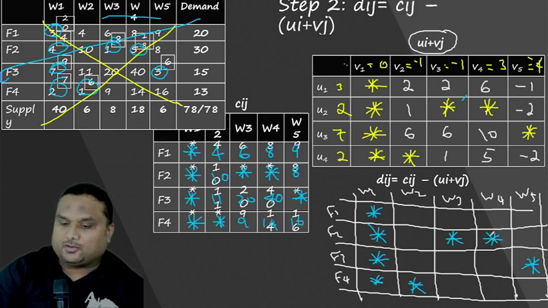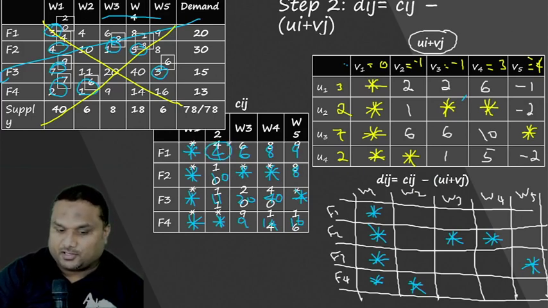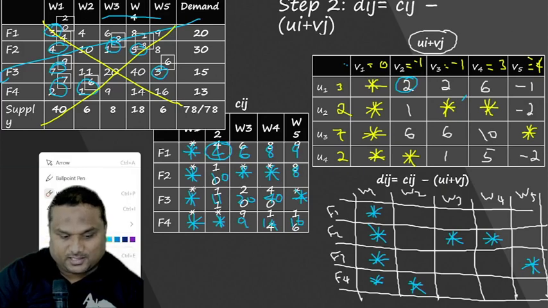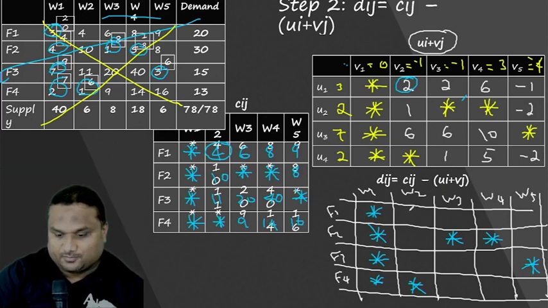Some of you are thinking it is rocket science. My dear friends, it is very simple. Dij means Cij minus Ui plus Vj. Now this value is 4. This value is 2. 4 minus 2 is 2. 6 minus 2 is 4. 8 minus 6 is 2.